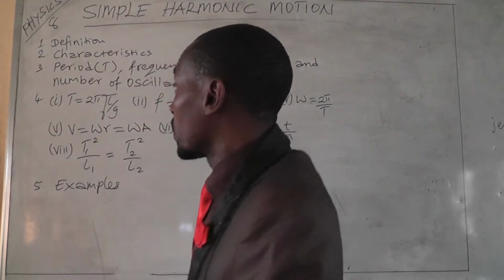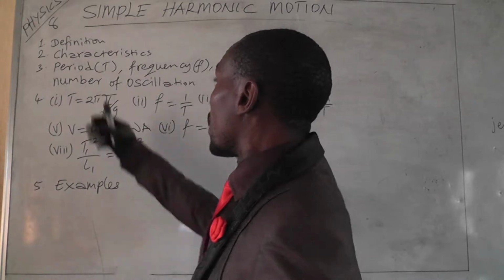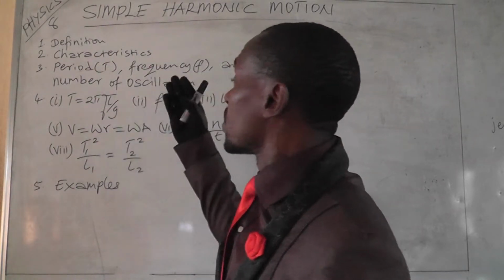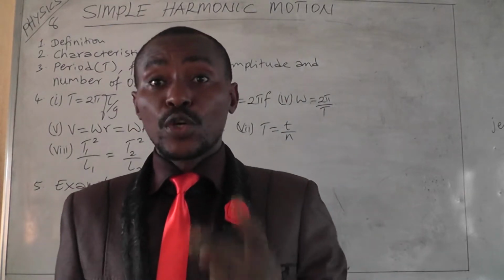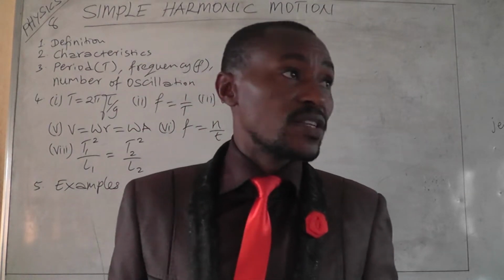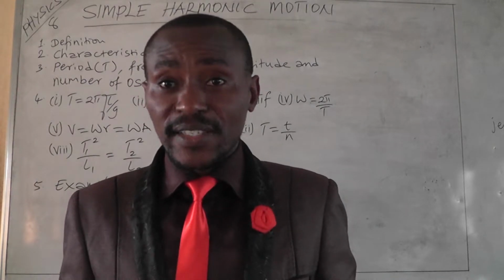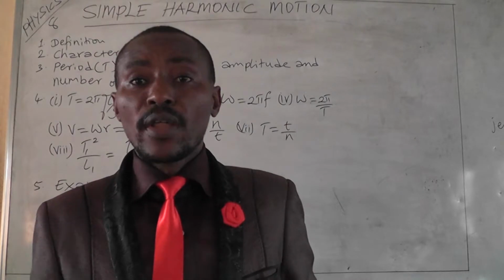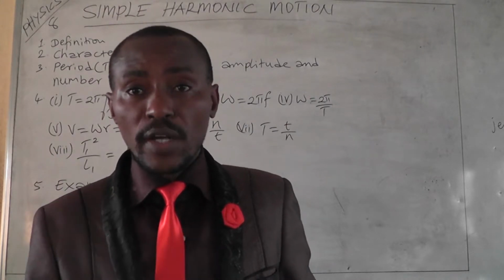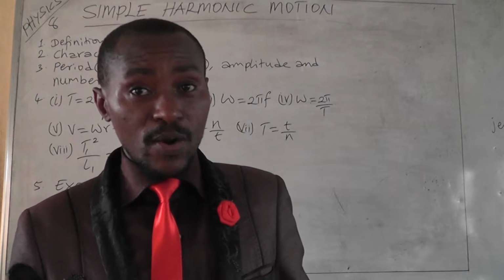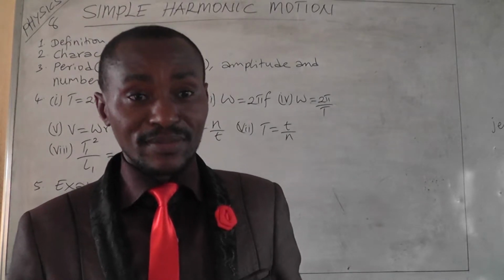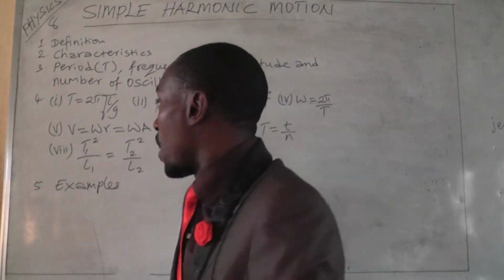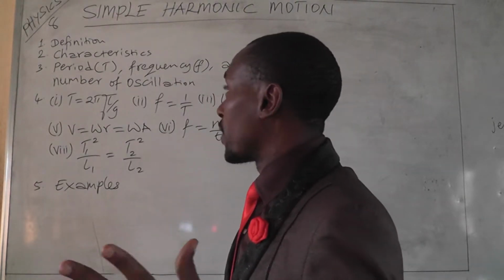Now, let's see the characteristics of simple harmonic motion. There are just two characteristics. Number 1, the acceleration must be directly proportional to the displacement. Number 2, the acceleration must be directed towards a fixed position. What did I call that? The fixed position is the center of motion, the equilibrium position. Those are the 2 characteristics.